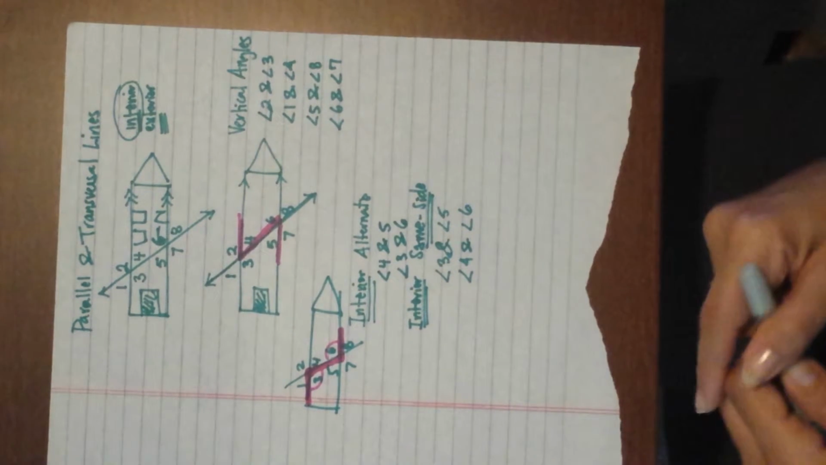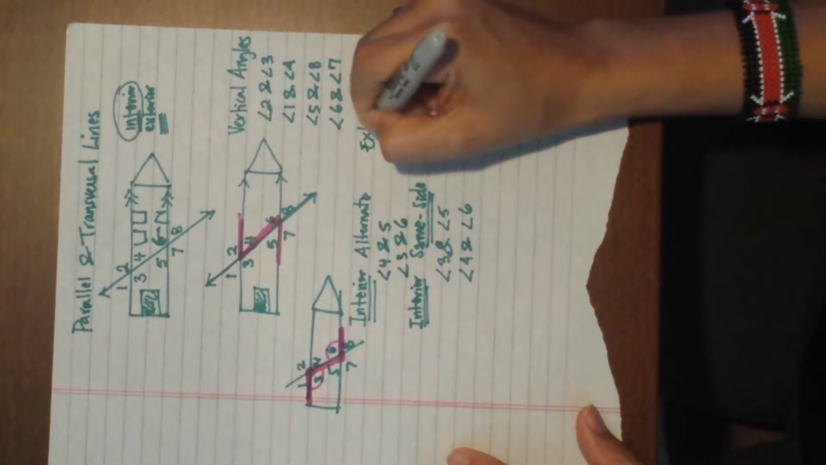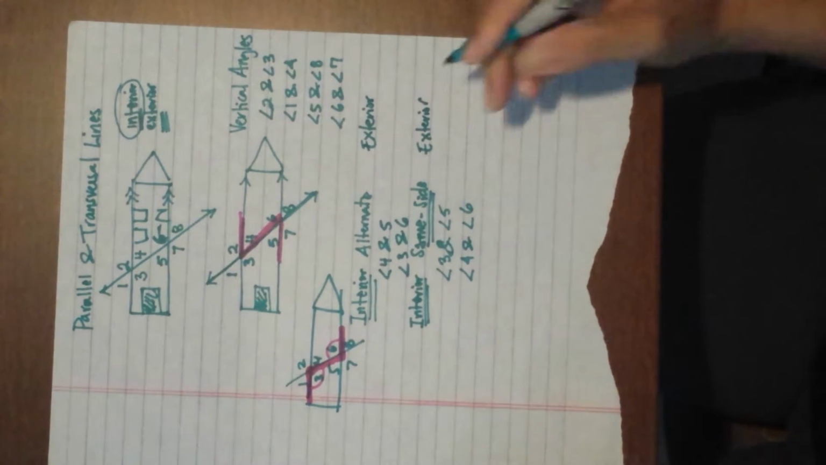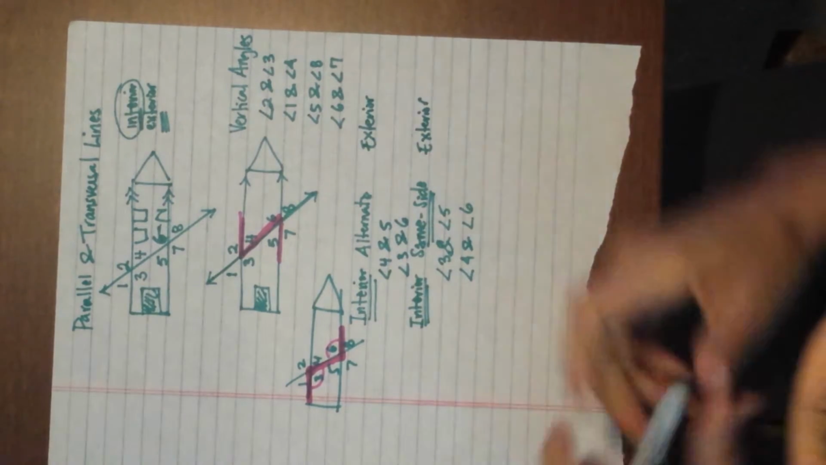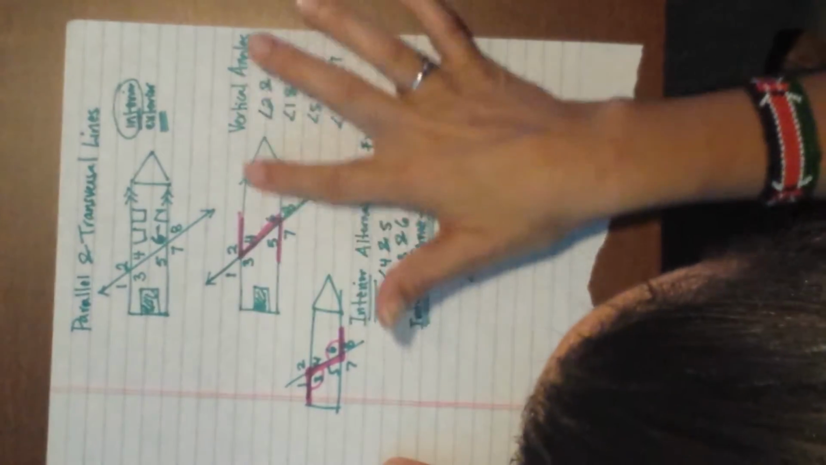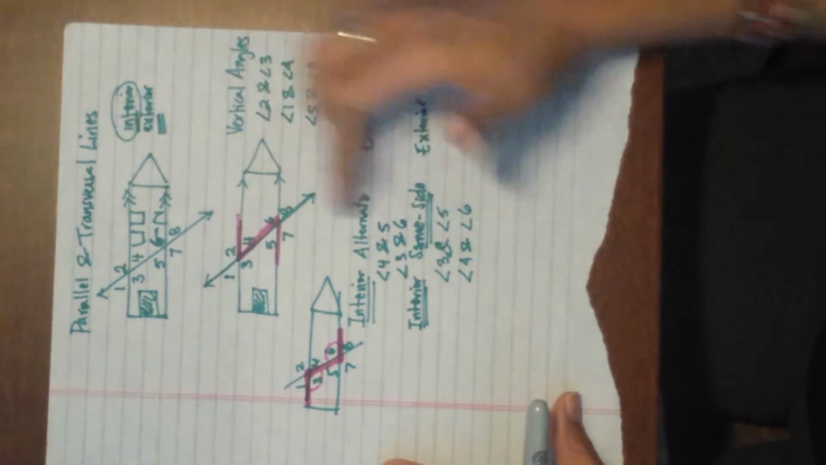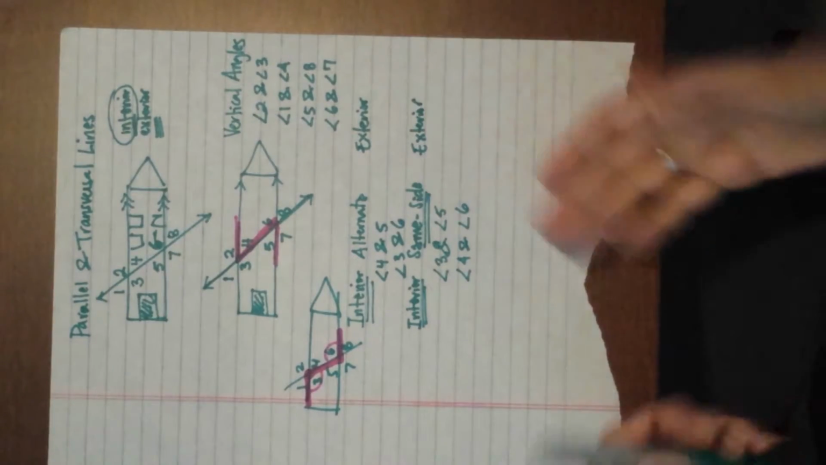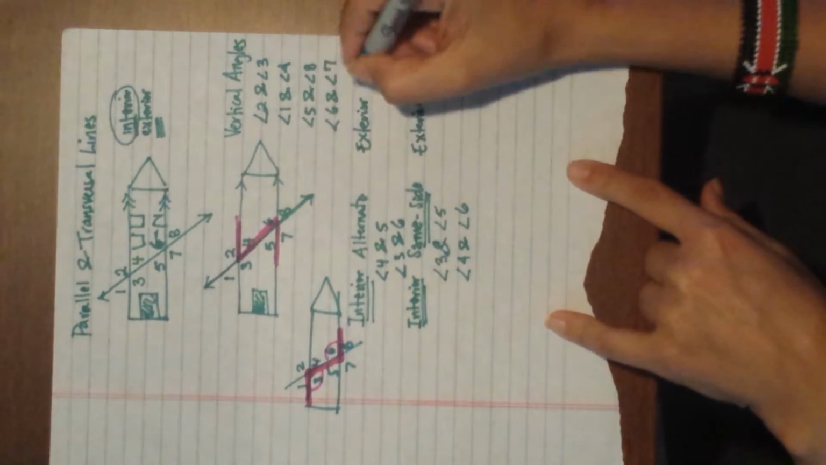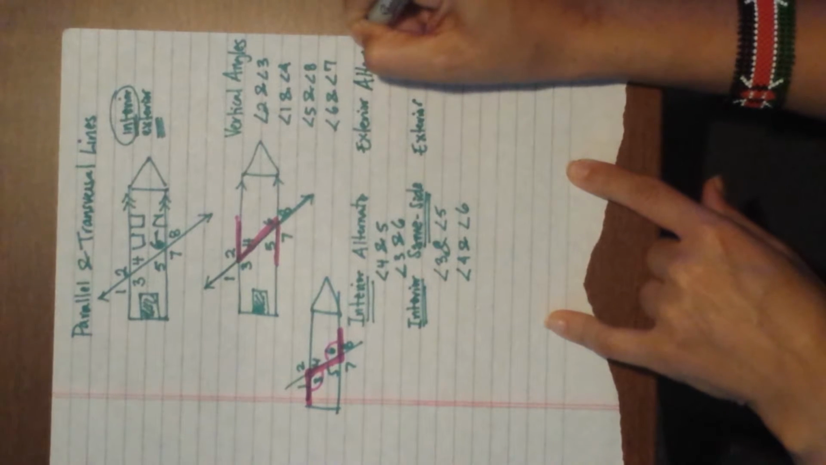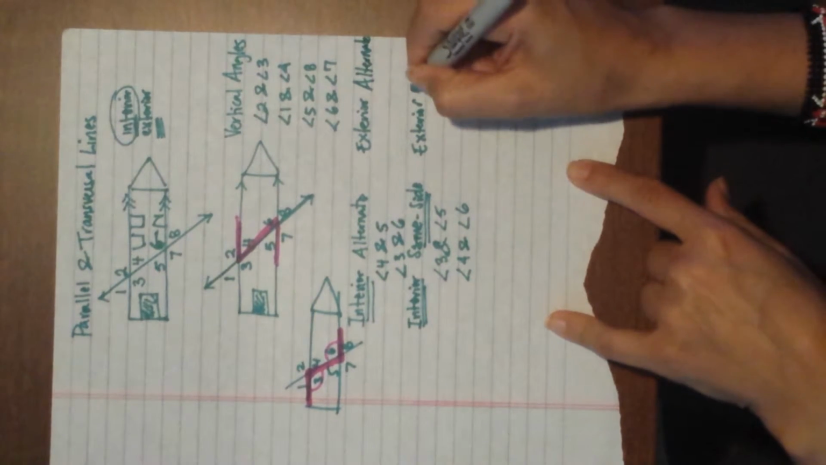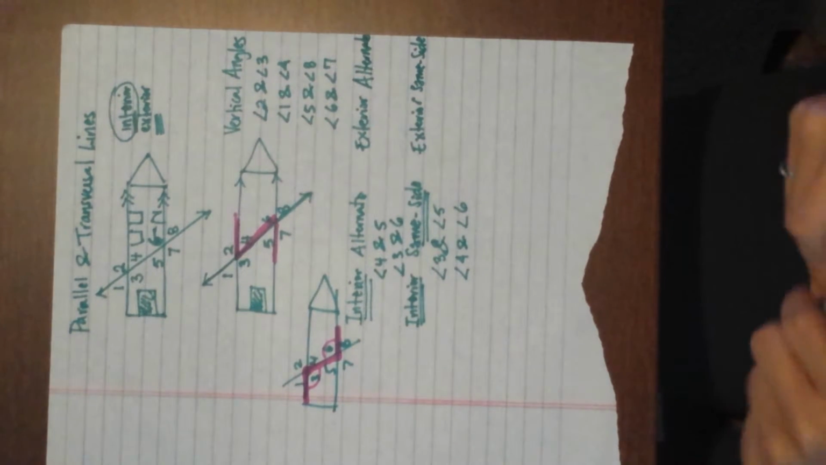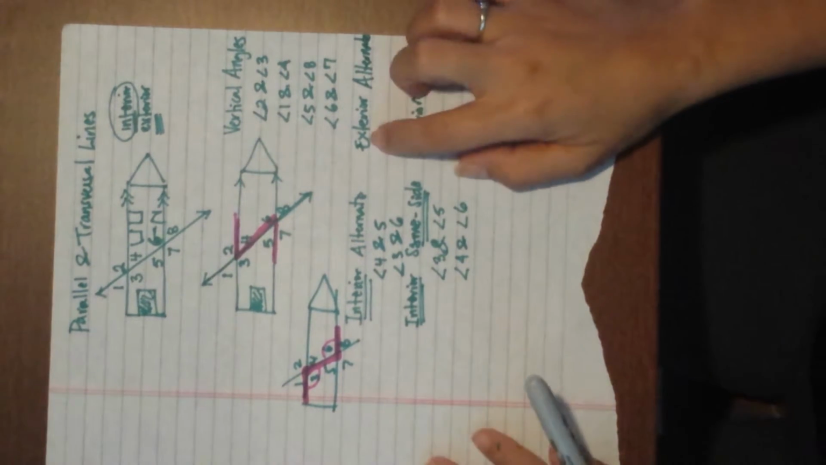With that being said, we can also look at exterior. Now what does exterior mean again? Outside the house. So you're not looking at anything inside the house. You're looking at the ones outside the house. So the angles you're dealing with are 1, 2, 7, and 8. But we're still looking for exterior alternate and exterior same side angles. It's still the same steps, only this time it's outside.